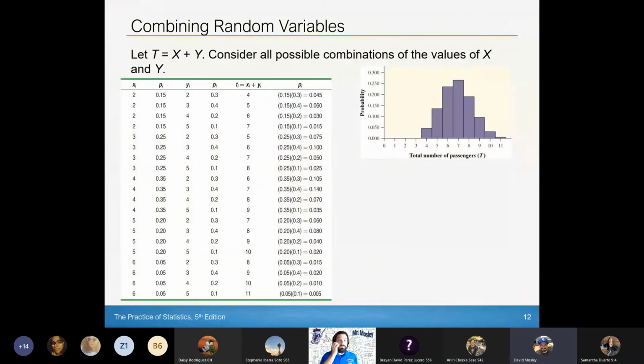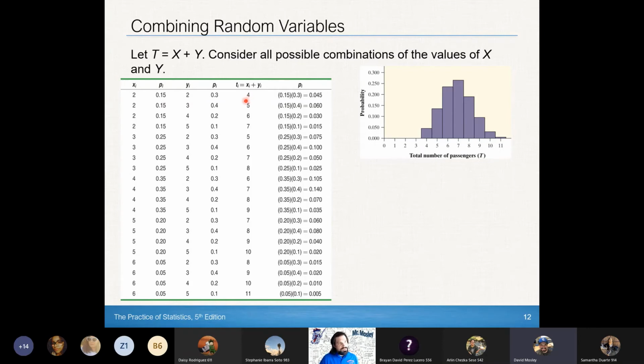So then we can determine the probability distribution. This table shows all the possible combinations of passengers between the two companies. Right? We can have 2 and 2, 2 and 3, 2 and 4, 2 and 5, so on and so forth, and we can have all the different combinations. When adding the passengers, right? So 2 from Pete's, 2 from Aaron's, we get 4 passengers total.